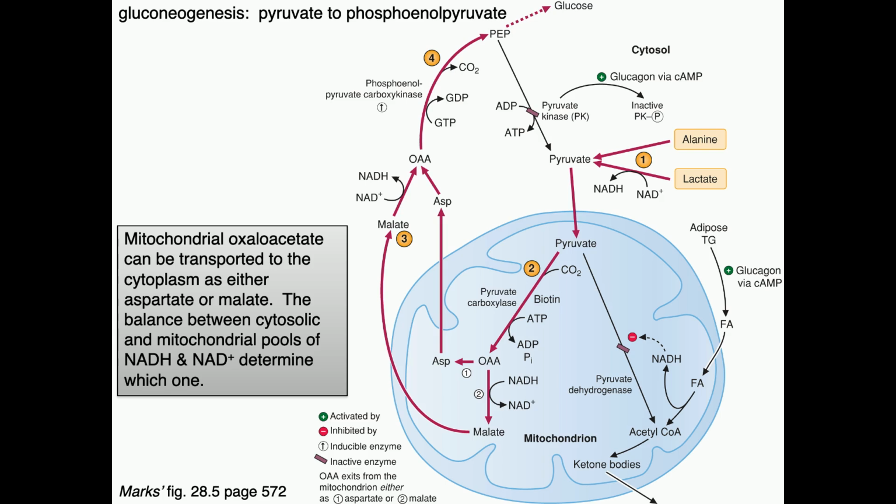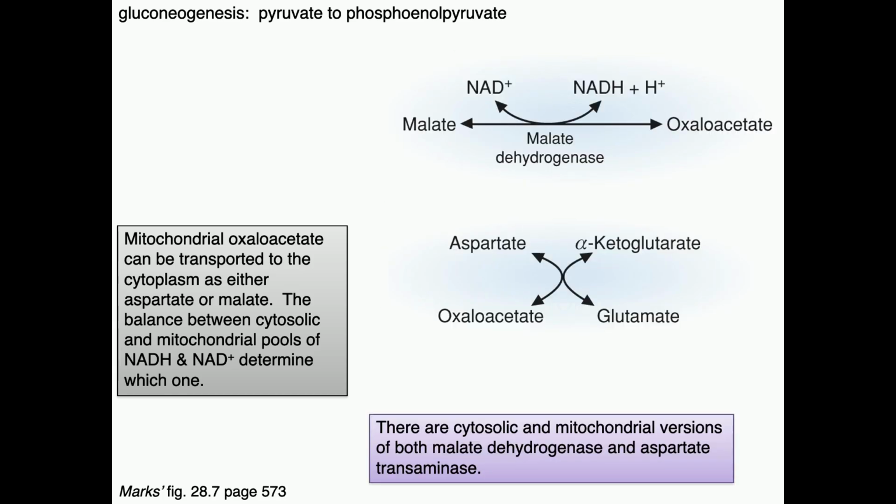So we're either going to get malate: the oxaloacetate is going to be converted to malate in the mitochondria. Malate's going to go into the cytoplasm, and then the cytoplasmic malate dehydrogenase can regenerate oxaloacetate. Likewise, if we're generating aspartate from oxaloacetate in the mitochondria, that can go into the cytoplasm and be a substrate for the cytosolic aspartate aminotransferase and generate oxaloacetate in that fashion.